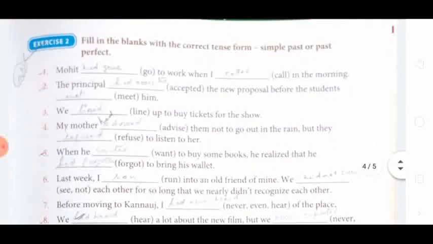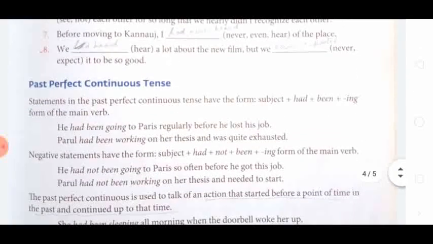Here, exercise 2 is to fill in the blanks with the correct form of the simple past or past perfect. As I told, if there are two actions, we have to see: the action which is completed earlier than the other, that we have to use in the past perfect, and the next is in the simple past. I am going to send you the answers. Only the answer you have to write, with the question also.